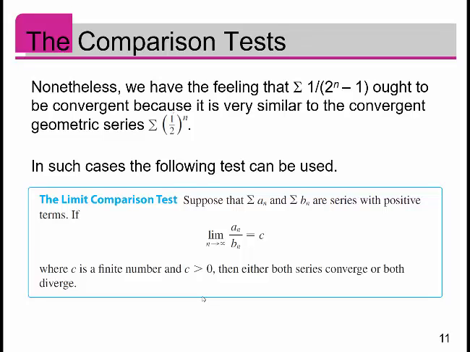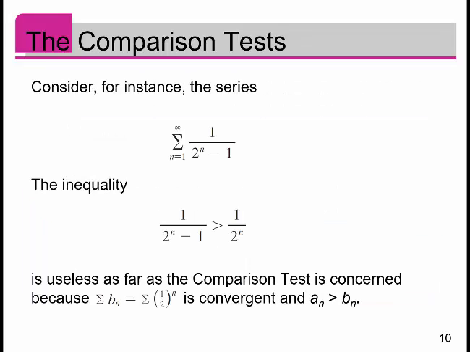Nonetheless, we still have this feeling that this series ought to be convergent, because it's very similar to the geometric series listed right there. In such cases, the following test can be used, and this is called the limit comparison test. Suppose that the series a sub n and b sub n are series with positive terms. If the limit as n goes to infinity of a sub n divided by b sub n is equal to some constant c, where c is a finite number greater than 0, then either both series converge or both series diverge. So if we know that this series converges, and the limit is equal to some number, then since this one converges, the other one has to converge.